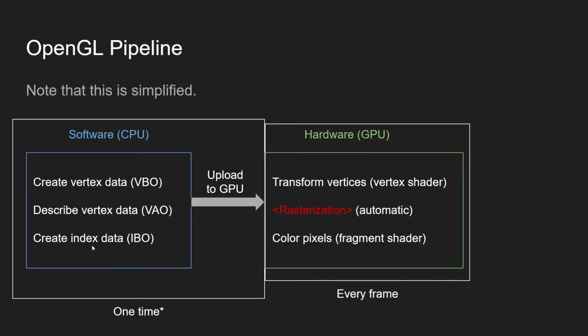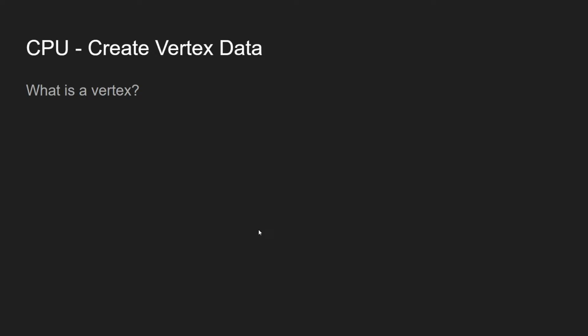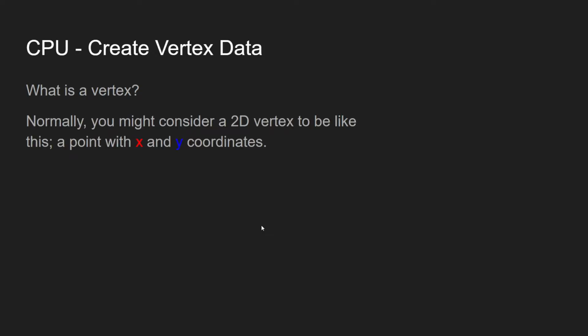So let's go into each of these steps a bit more. We'll do the CPU first, and then we'll do the GPU. So we have to create vertex data. What is a vertex? Well, you might consider a 2D vertex. I'm going to do everything in 2D because there's no need to complicate it with 3D stuff. We're only doing 2D graphics in this course.